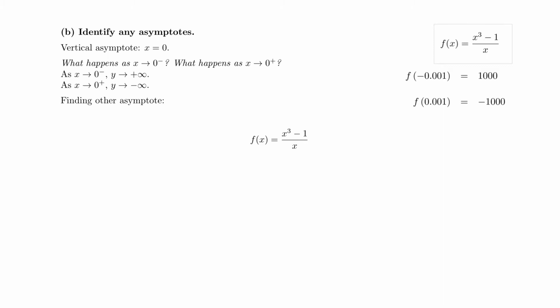This can be seen by dividing the numerator x cubed minus 1 by x, which turns this into x squared minus 1 over x. Again, similar to the previous videos, we can identify our asymptote as the term which does not involve a fraction. So in this case, our asymptote is y is equal to x squared, which I've colored in red. You can check that this function is undefined by substituting f of x is equal to x squared into the original function and simplifying it.